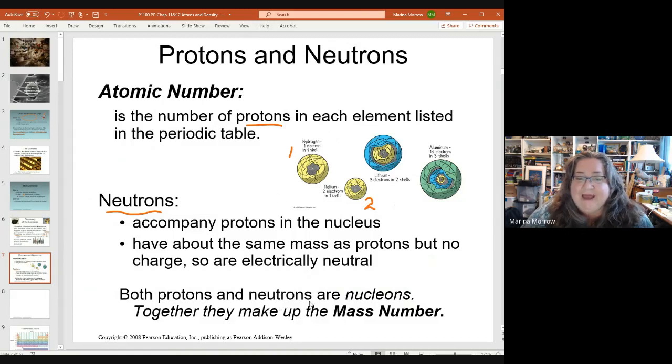If you add the mass of the protons and neutrons together, which we call nucleons because they're in the nucleus, then they make up what's called the mass number. So the atomic number is just the number of protons. So the atomic number of helium would be 2, but the mass number would be 4.